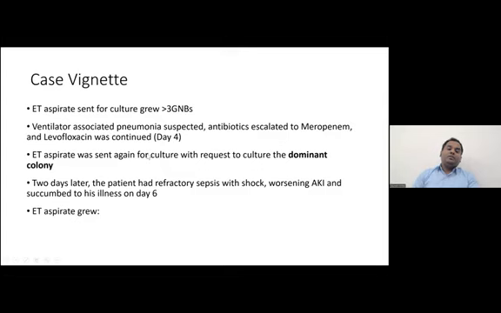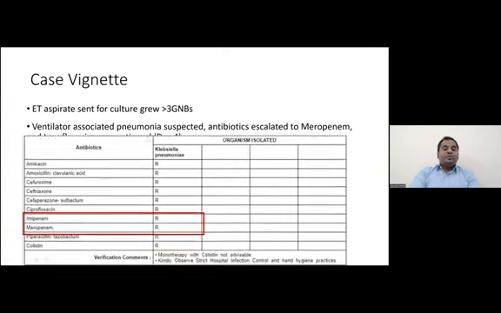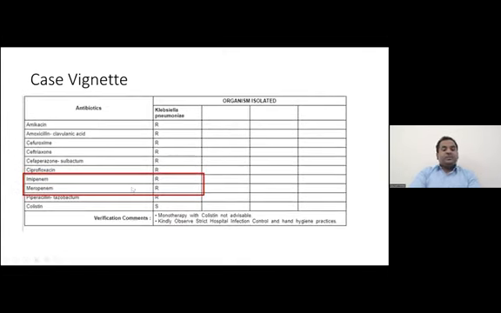This is a common scenario in a lot of ICUs, where after 4 or 5 days of stay, we suspect development of ventilator-associated pneumonia. A repeat culture was sent to culture the dominant colony. 2 days later, the patient had worsening respiratory failure along with shock, sepsis, and AKI, and he succumbed to his illness on day 6. And on day 6, we got the ET culture report, which showed Klebsiella pneumoniae, which was actually resistant to the antibiotics which were being used, that is imipenem or meropenem, that is a carbapenem.